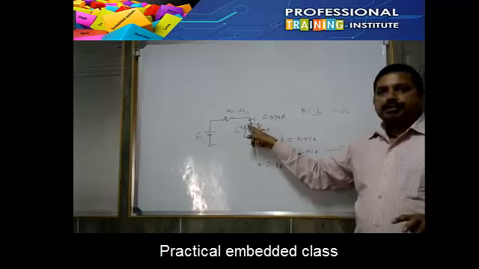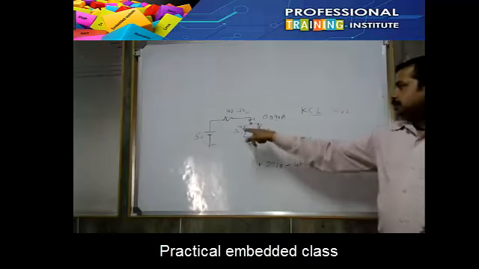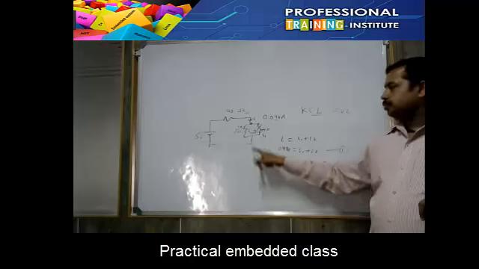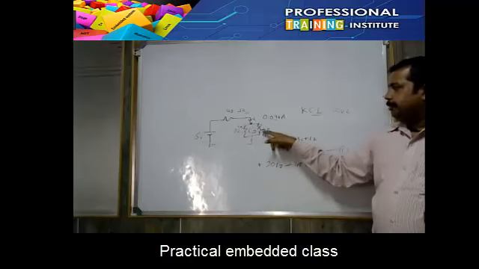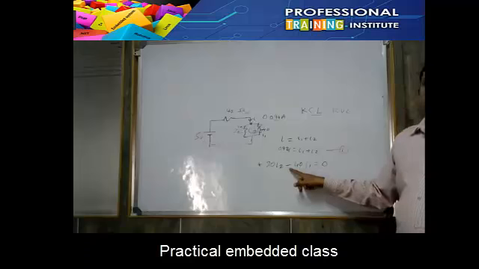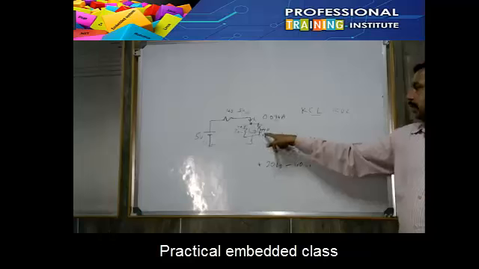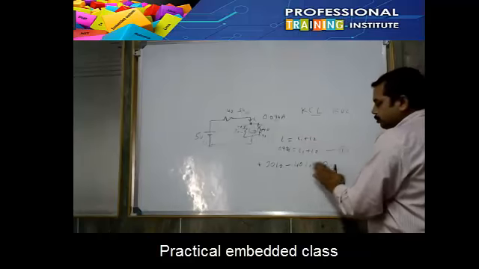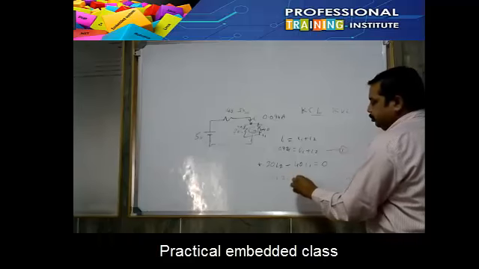I am starting from here, 20 into I2. Since first I hit the plus, that's why I am writing plus. So plus 20 I2. And when I hit minus, I will write minus. So minus 40 I1. This equal to 0. So now transfer it. It will become 20 I2 is equal to 40 I1.